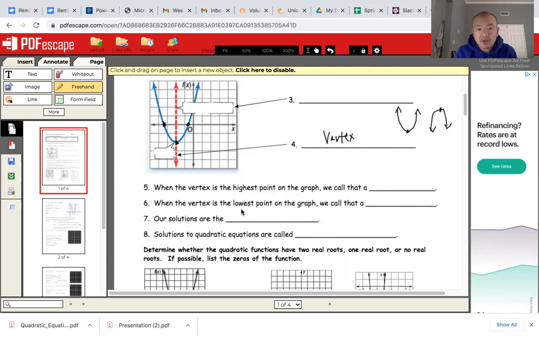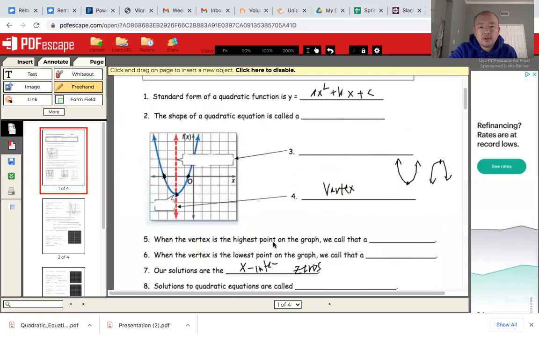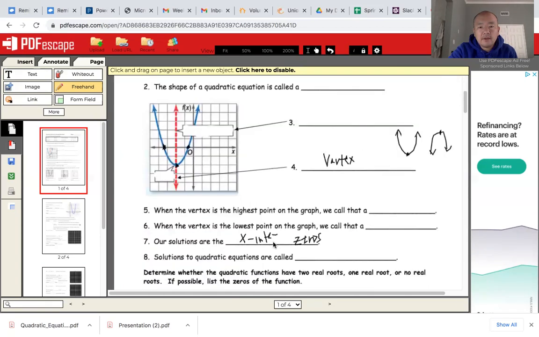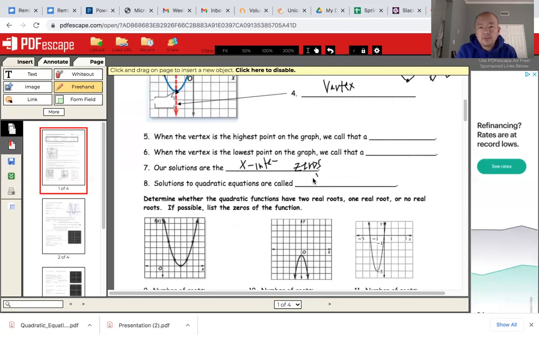So our solutions are the x-intercepts, and they can also be called zeros or roots. Again, wherever the parabola hits the x-axis, those are the solutions, those are the zeros, those are the roots. They're all the same thing. So if they say find the roots of this quadratic equation, you're trying to find where the x-intercepts are.